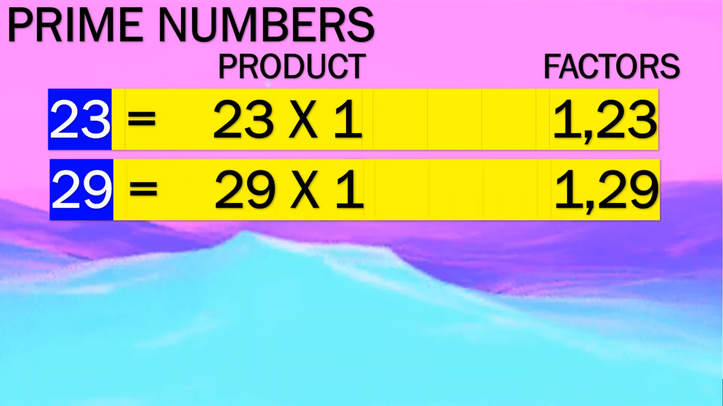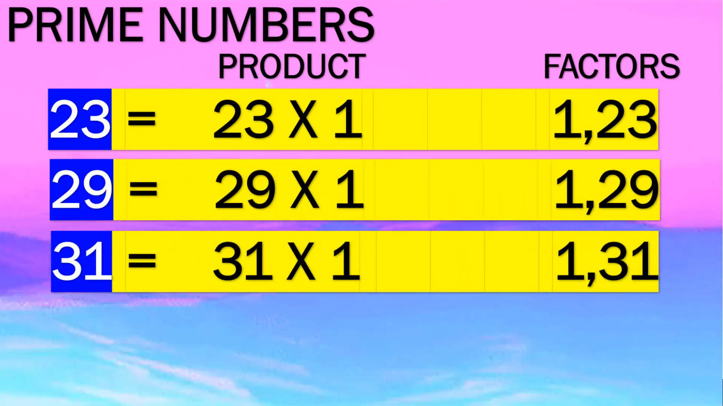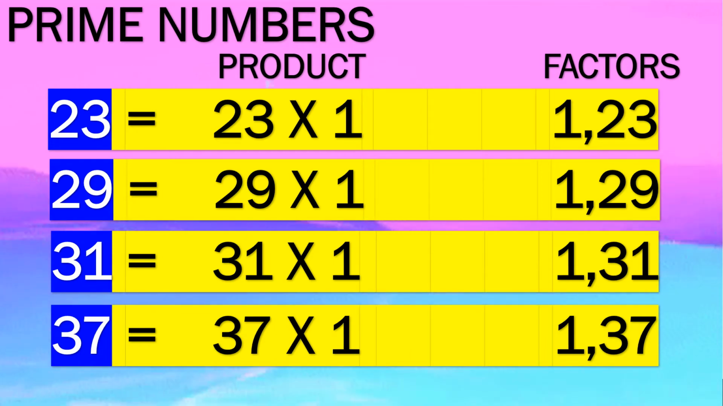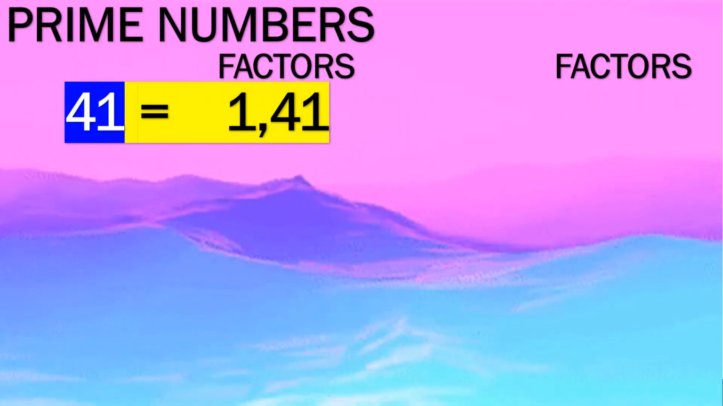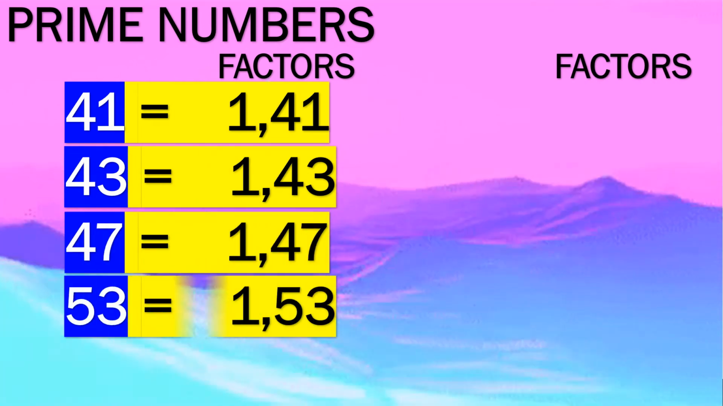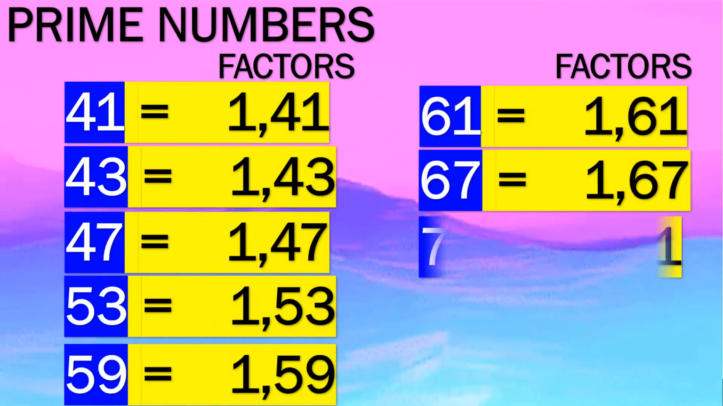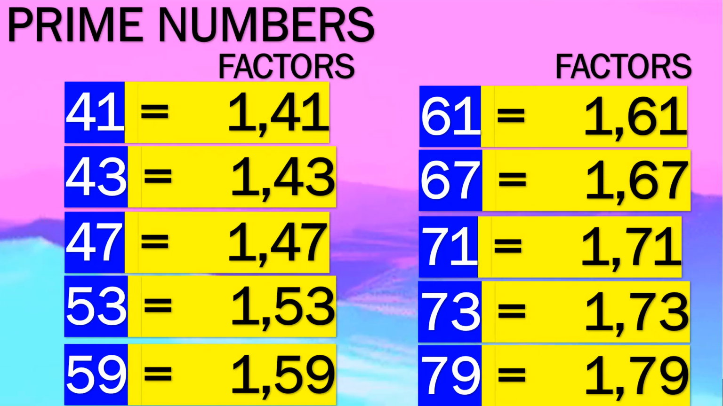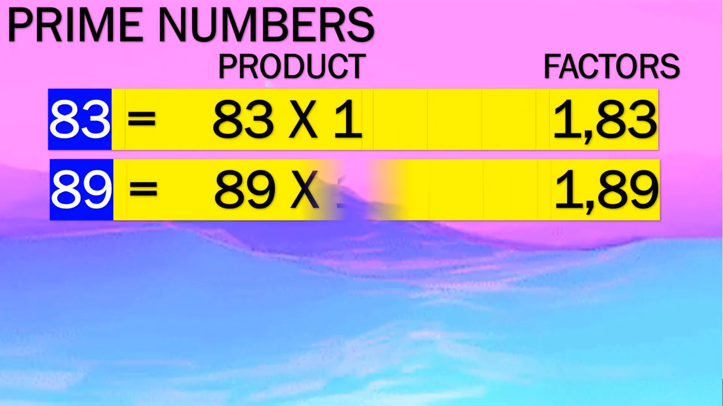So as you can see class, we have 2 factors in prime numbers. A prime number has only 2 factors. We only have 2 factors. Okay, so that's it. And the last number is 97.